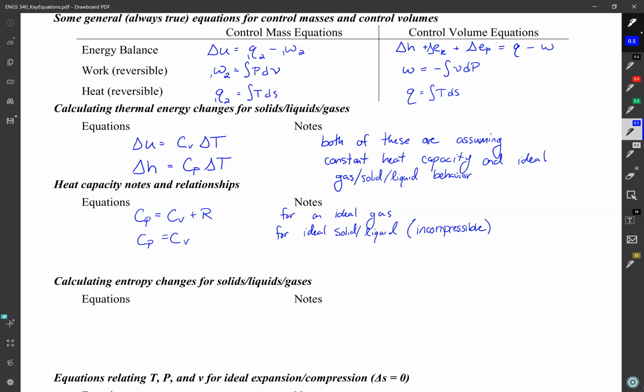The last relationship relating to heat capacity that we should make sure we know is that k equals the ratio of the heat capacities. We can look that up in our table, but just so that we remember, k is the ratio of the heat capacities.